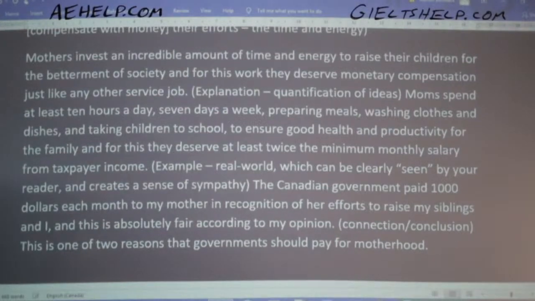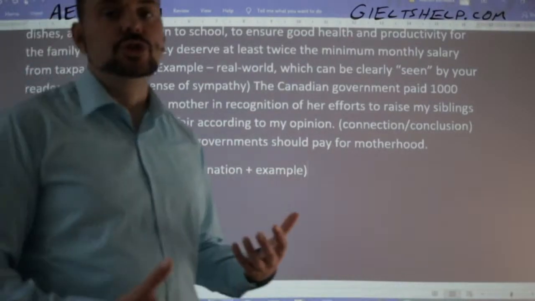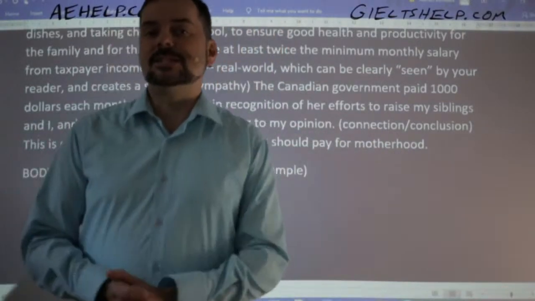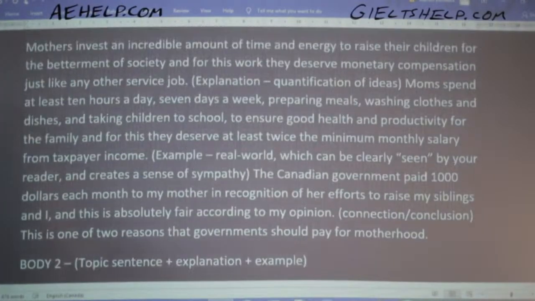All right. So now we go on to body paragraph 2. And body 2 is the same structure, of course: topic sentence plus explanation plus example. You don't really need a connection or conclusion, because that's your concluding paragraph. So it's not necessary here to have a connecting or concluding sentence.